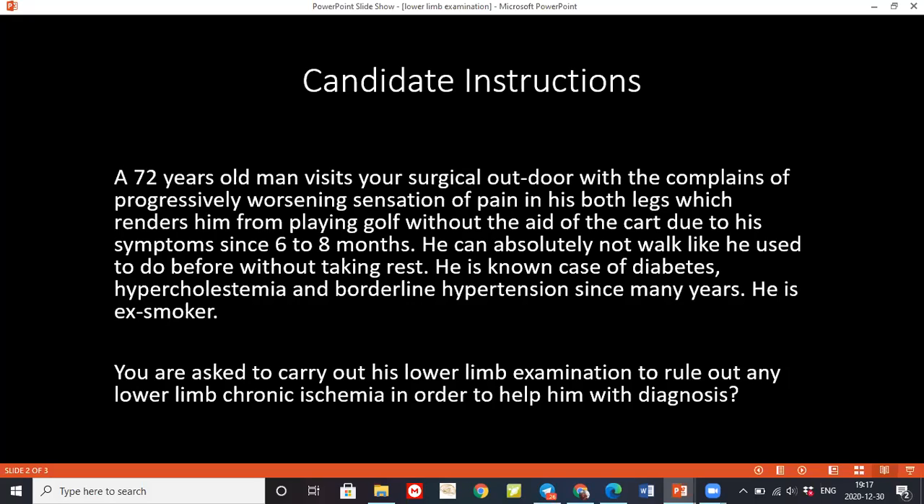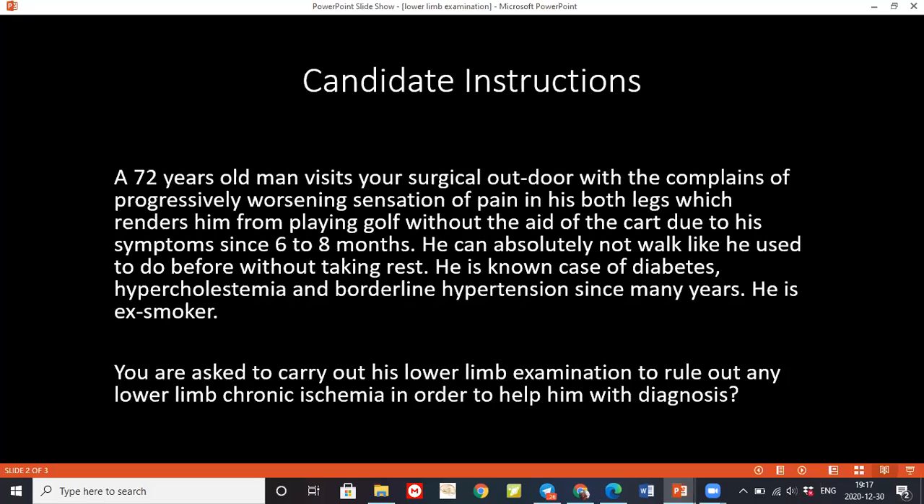Yes, ma'am. I will feel the femoral, popliteal, dorsalis pedis, and posterior tibial pulses, and also the radial pulse. Then I'd like to check if there is any radiofemoral delay. Radiofemoral delay over there. And after that, I'd like to check the capillary refill time of both of the legs.